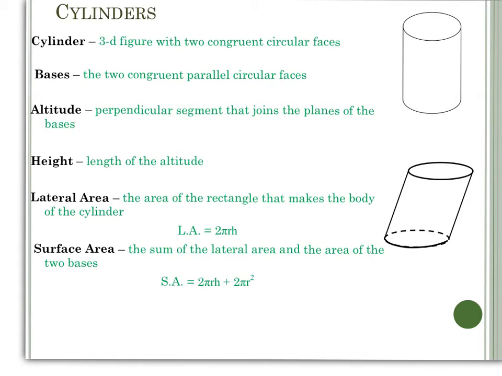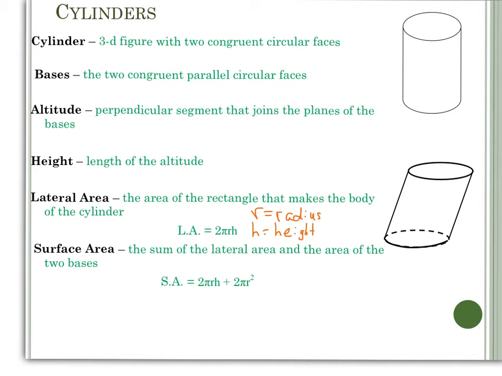So to find the lateral area, we would take 2 times pi times r times h, where r is our radius and h is our height. And to find the surface area, we would take the sum of the lateral area and the area of the two bases. Again, where r is the radius and h is the height.